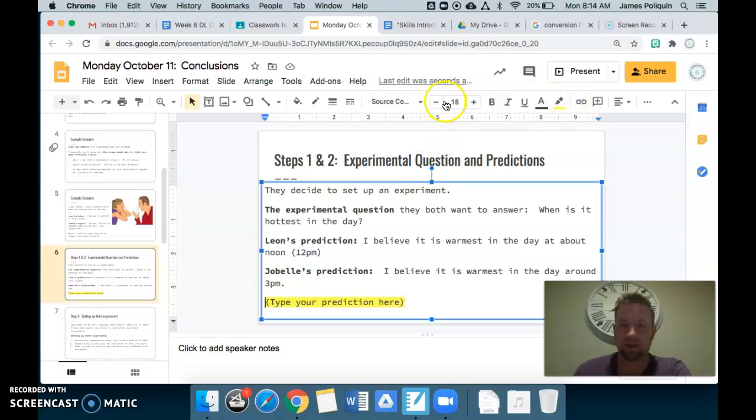Type your prediction here, okay? So you are going to create your prediction with them. Do you agree with one of them? Do you think it's warmer in a different part of the day? Type your prediction in here, and you would start with, I believe it is warmest in the day, and then pick your time. All right?